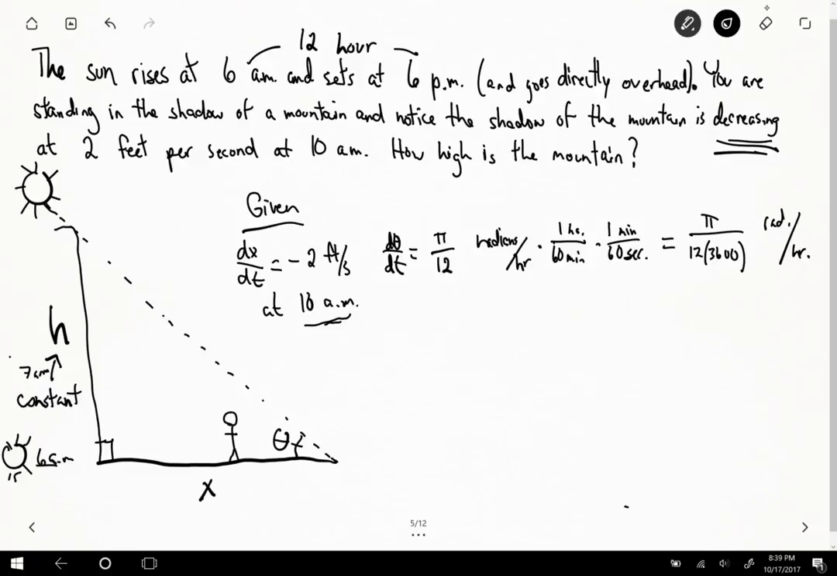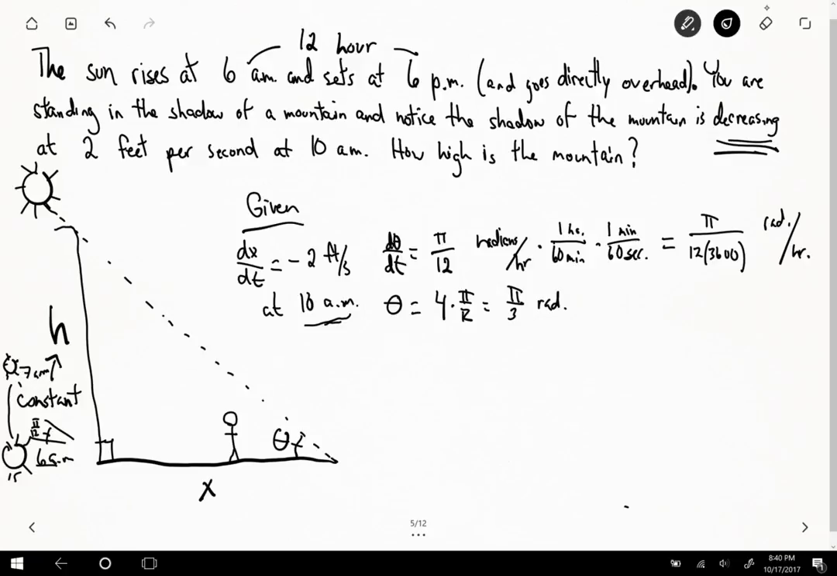7 a.m. would be pi over 12. So notice I have it kind of behind the mountain here, but you can pretend it's way off in the distance. But this angle right here should be pi over 12. If you move to 8 a.m., you'd add another pi over 12. If you move to 9 a.m., you'd add another pi over 12. So at 10 a.m., what we know is theta equals, we've gone 4 hours times pi over 12 radians per hour. So that should be pi over 3 radians.